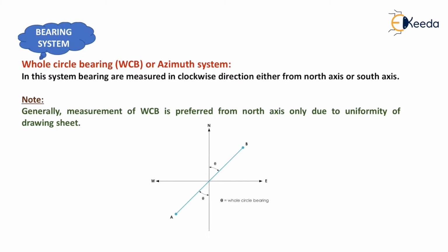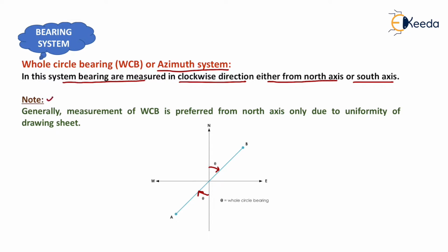Now in compass surveying we have generally two types of bearing system, that is whole circle bearing system or azimuth system, or quadrantal bearing system or reduced bearing system. Starting with the whole circle bearing system, in this system bearings are measured in clockwise direction either from north axis or from south axis. It means that we can measure the angle of any particular line either from the north axis in clockwise direction or from south axis in the clockwise direction.